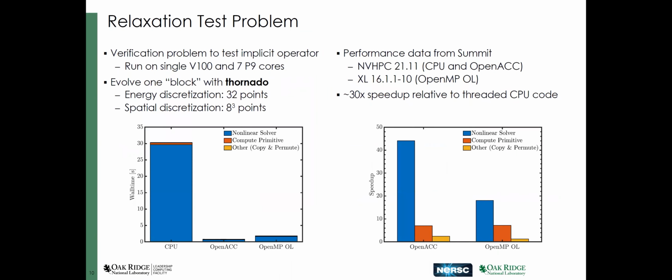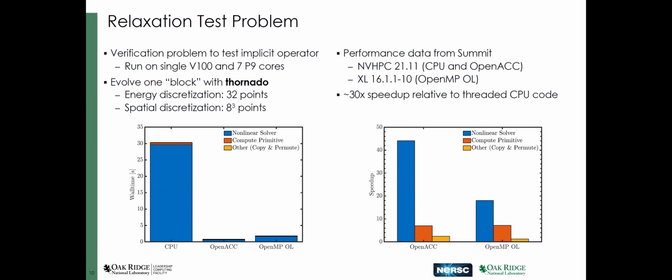So this is another one of the operators. This benchmark tests another one of the operators in Thornado. This is testing the implicit operator. We call this the relaxation problem. And here we're also doing the same thing and running just on a single GPU with 7 Power9 cores and involving one block.